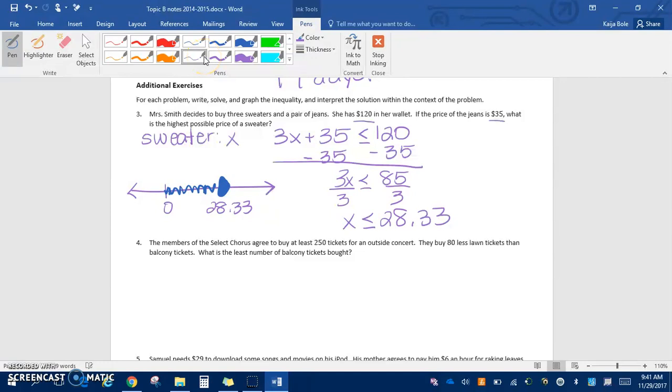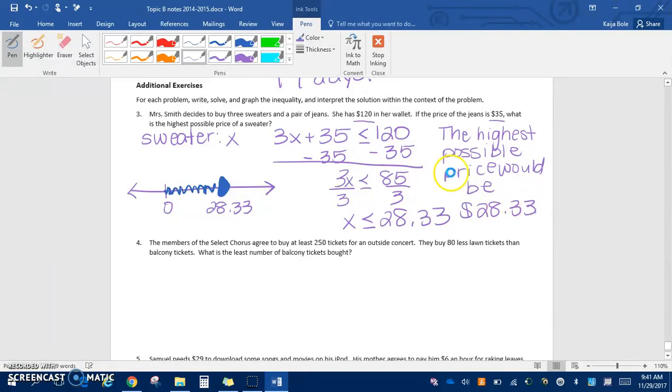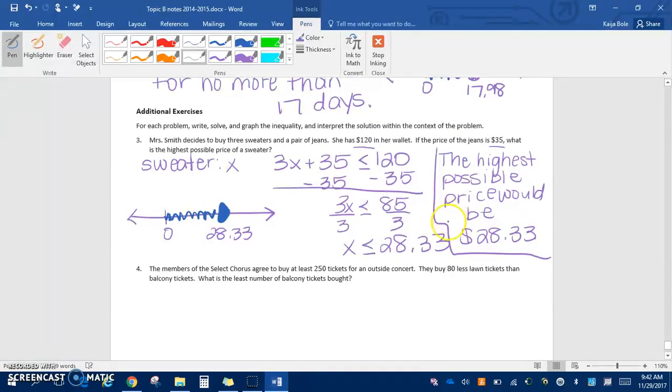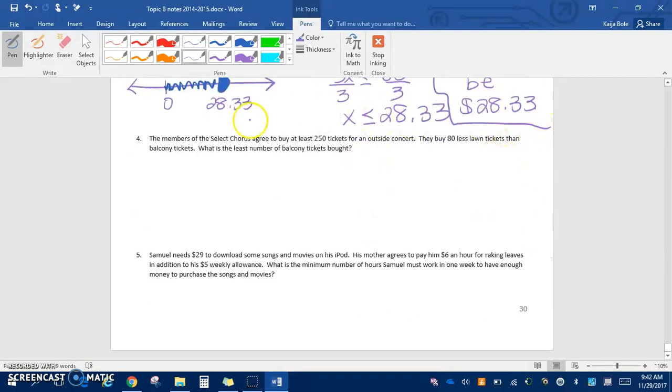Okay, so now when we go to answer our question, they want to know what the highest possible price would be, so we would say the highest possible price would be $28.33. Right? We can't go any higher than that, but you can go lower. Alright, we're going to do one more here. Just going to do number 4.